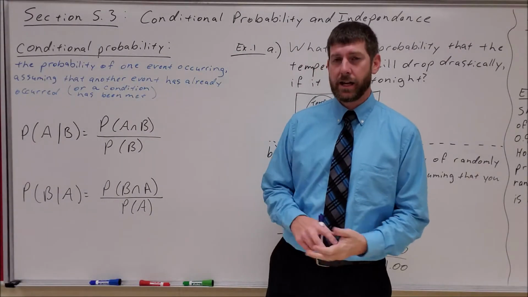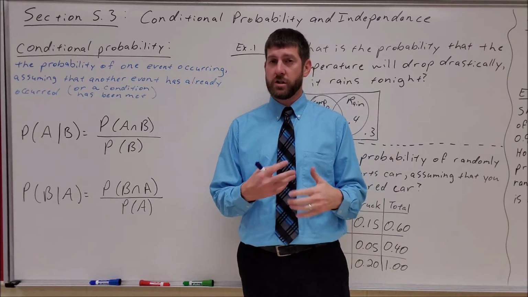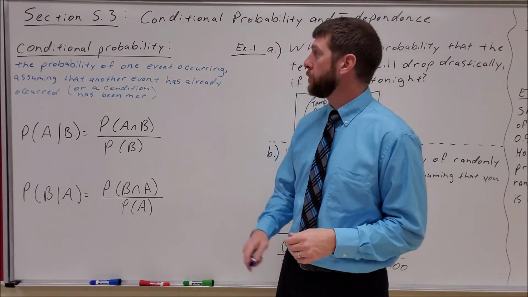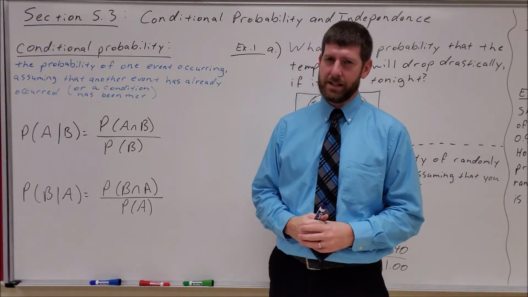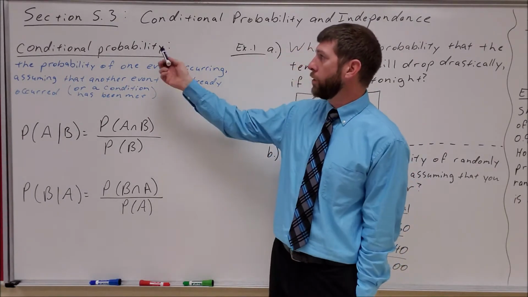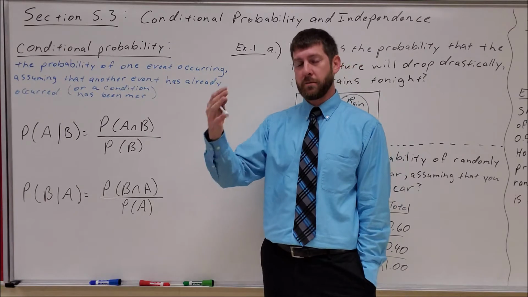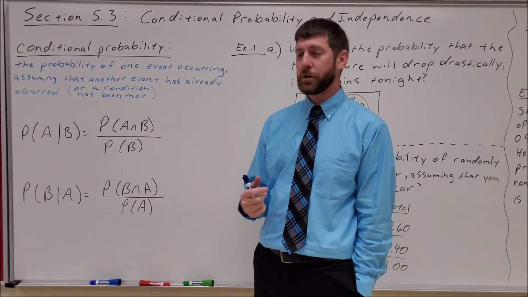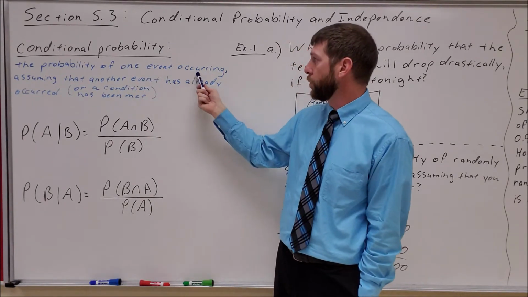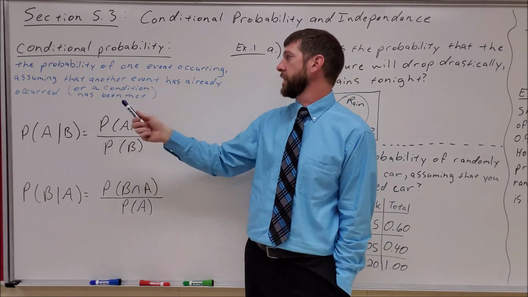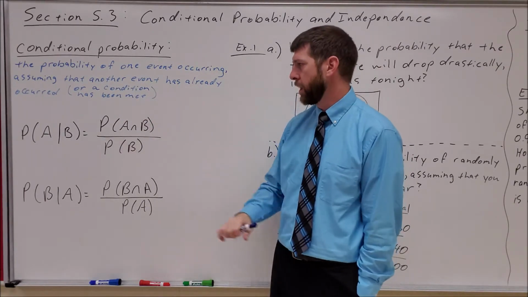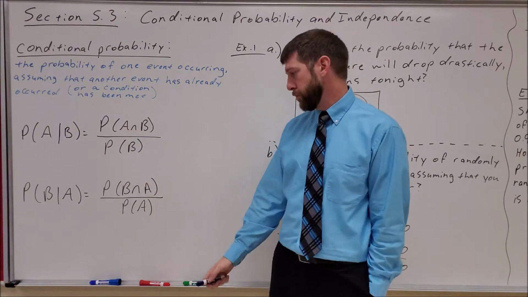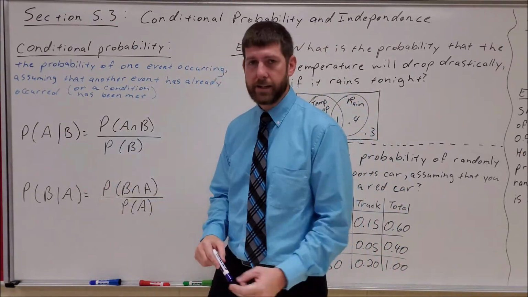Good morning, guys. Today we're going to wrap up our unit on general basic probability by talking about conditional probability and independence. What is conditional probability? Well, conditional probability, as you might think, is a probability with a condition put on it. So it's the probability of one event occurring, assuming that another event has already occurred or a condition has been met.